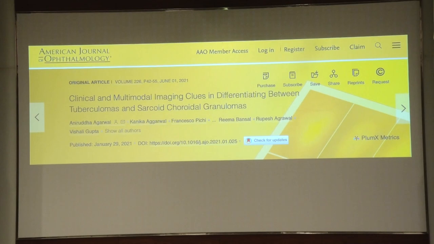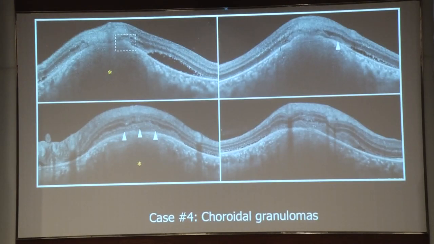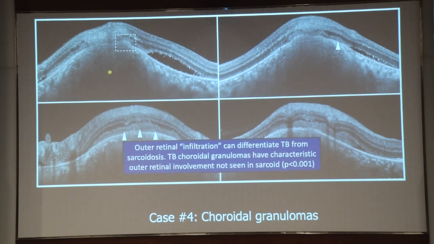The last case that I'd like to show you is based on this publication, differentiating the TB and sarcoid granuloma. If you have a very large choroidal granuloma, you can image it using OCT, and Nitin will show you a case of choroidal granuloma subsequently. But you can see that when you have this outer retinal fuzziness or infiltration with subretinal fluid, then it's definitely going in favor of TB and not sarcoid.